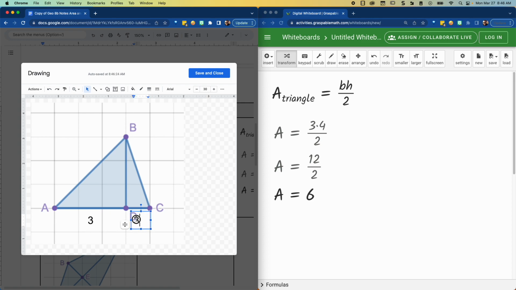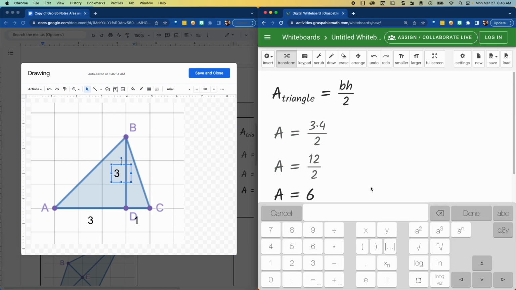From D to C is going to be 1, and B to D is also going to be 3. So I have a 3, a 3, and a 1. Well, to solve for AB here, I need to do some Pythagorean theorem. Now, there was a piece that said C equals the square root of A squared plus B squared.